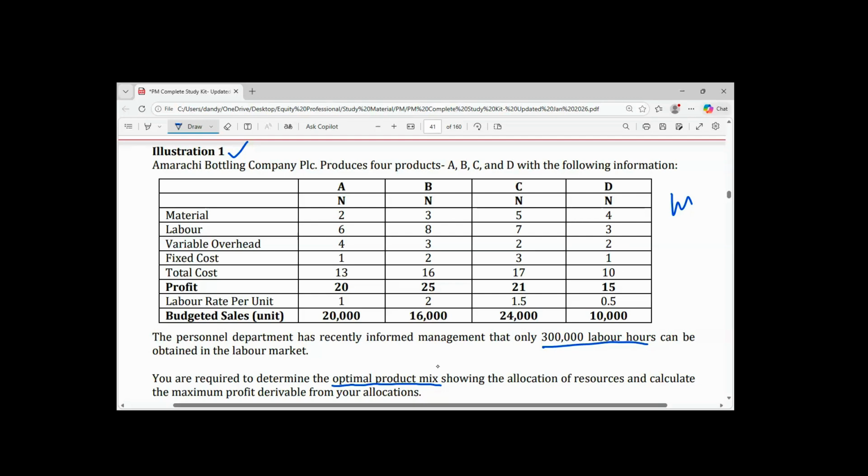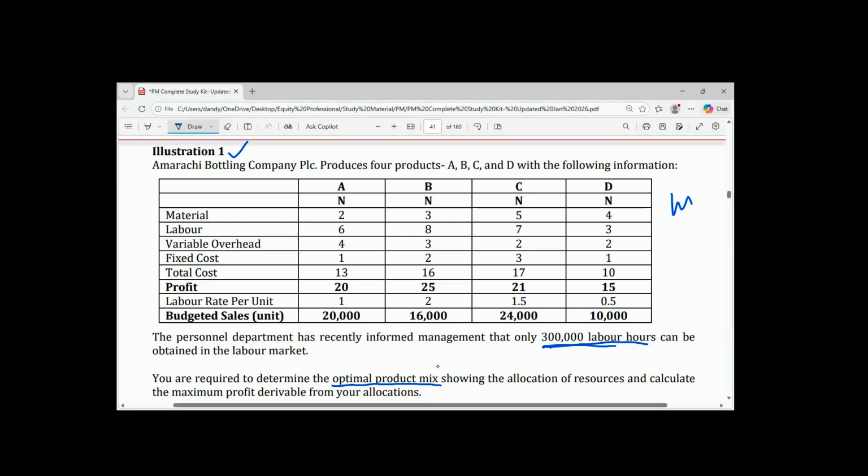Remember, step 1 is to identify the key limiting factor. How do you identify the key limiting factor? You need to compare the required resources with the available resources. In this case, the key factor will be labor hour, because examiner has given us a clue that labor hour is limited to 300,000. So this is the available labor hour. So we need to compare with the required labor hour.